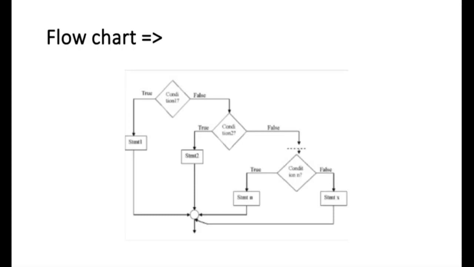The flowchart for the else if ladder, where we can take any number of conditions, and that many statements will be executed. If condition 1 is true, statement 1 will be executed. If condition 1 is false, then it will go to condition 2. If condition 2 is true, statement 2 will be executed. If condition 2 is false, it will go to condition 3. If condition 3 is true, it will go to statement 3. If condition 3 is false, it will go to the next condition. That means up to n number of conditions. If all the conditions are false, it will execute statement x.